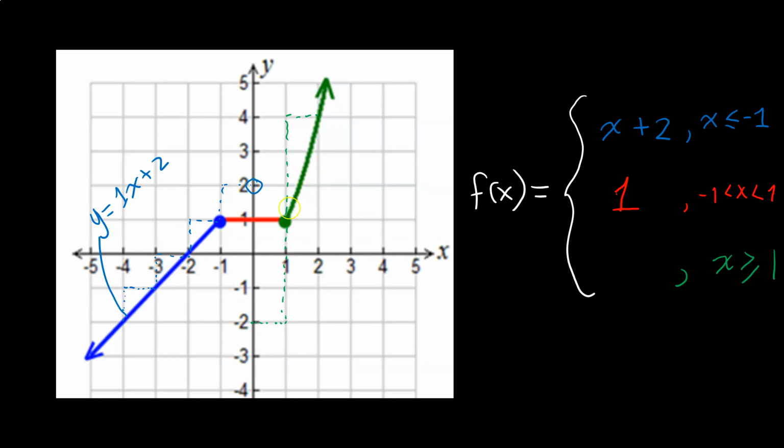Down 3, left 1 is the same as up 3, right 1. That y-intercept would have been at -2. So the equation of this green line would be y equals 3x minus 2. So going to define our piecewise function, we would say f of x is going to equal 3x minus 2 for any x that is greater than 1. So those are the three pieces, and that is how you would write the equation of a piecewise function.